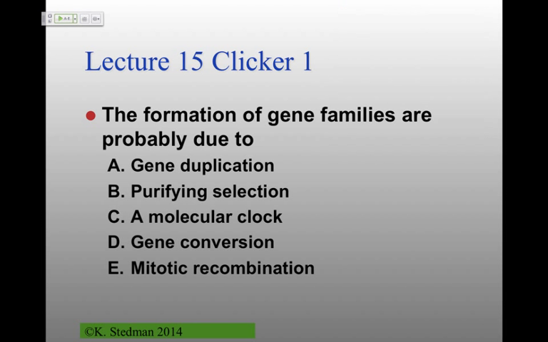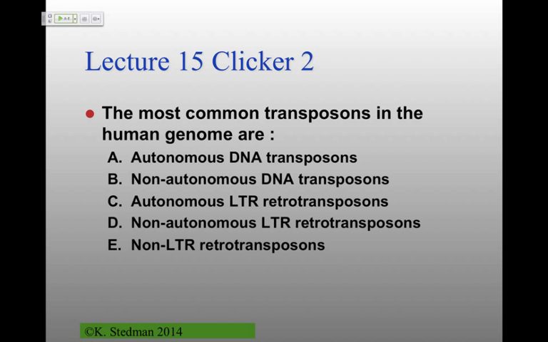So our next question is, the most common transposons in the human genome are autonomous DNA transposons, non-autonomous DNA transposons, autonomous LTR retrotransposons, non-autonomous LTR retrotransposons, non-LTR retrotransposons.